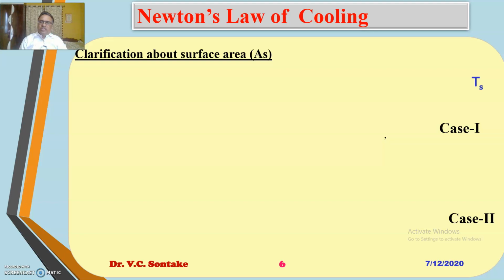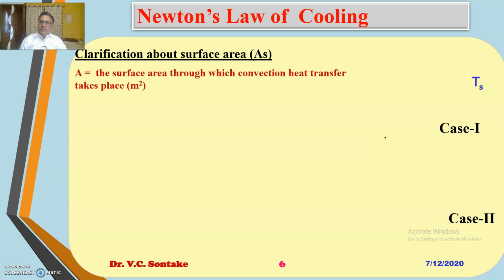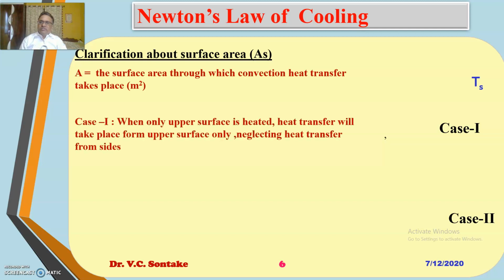Now, in this equation also, one area is coming into the picture. We are terming this area as surface area. Now, how to calculate this surface area? Let us understand by taking these two cases. Let us consider case 1 first. In this case, when only the upper surface of the solid is heated, obviously by virtue of temperature difference, heat transfer will take place from the upper surface only.